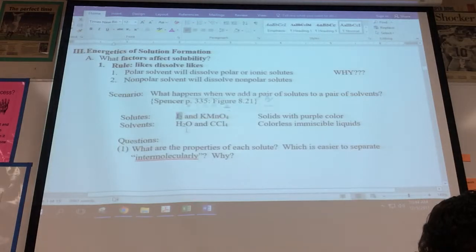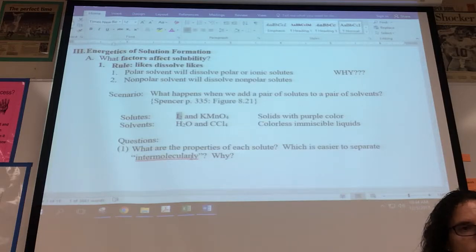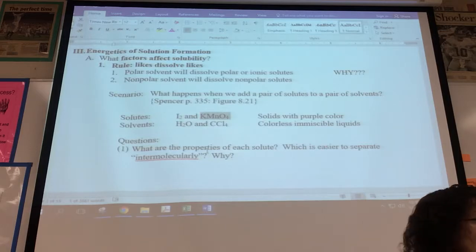What do you know about iodine? It's a nonpolar covalent molecule, and its only type of IMF is LDFs. What do you know about potassium permanganate? It's ionic, right? It too is purple. Does it have LDFs? No. Does it have dipole to dipole? No. Can it hydrogen bond? No. All right.